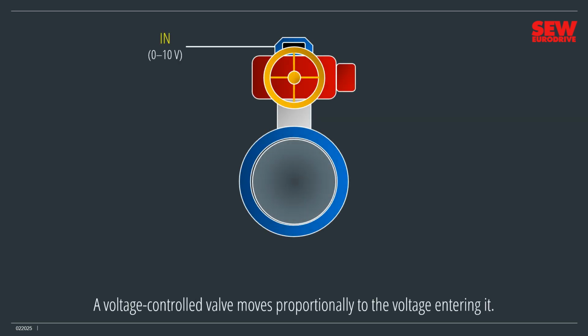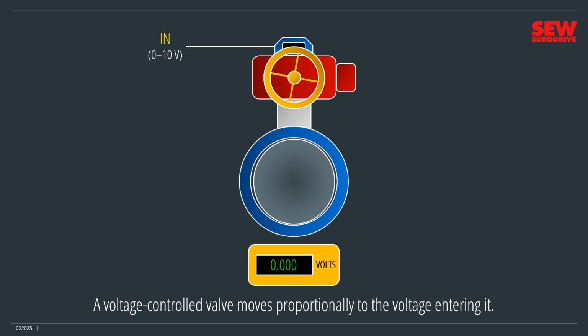A voltage controlled valve is an analog output device. It moves proportionally to the voltage entering it. This valve accepts an analog signal between 0 and positive 10 volts DC. When the input voltage is 0 volts, the valve is fully closed. As the voltage increases, the valve progressively opens. As the voltage decreases, it closes.